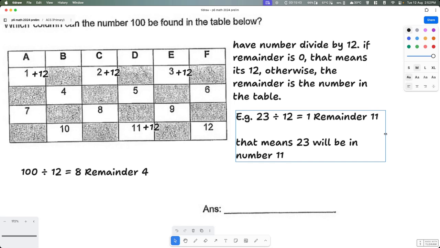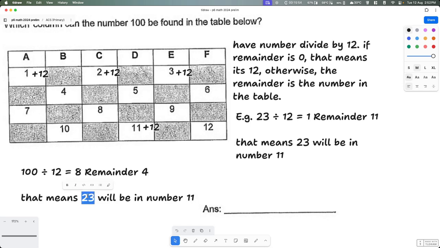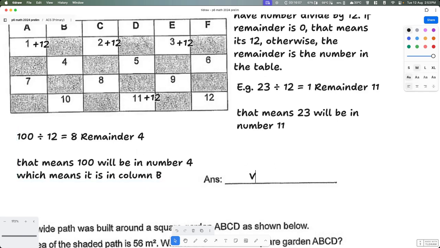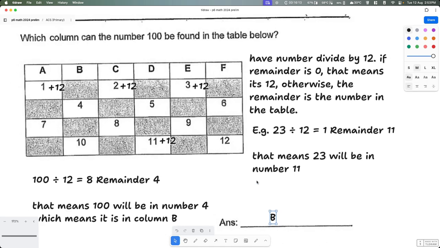Okay, so that means 100 will be in number 4, which means it is in column B. Okay, so that's the answer. The answer is column B. Okay, B. All right, let's move on to the next question.